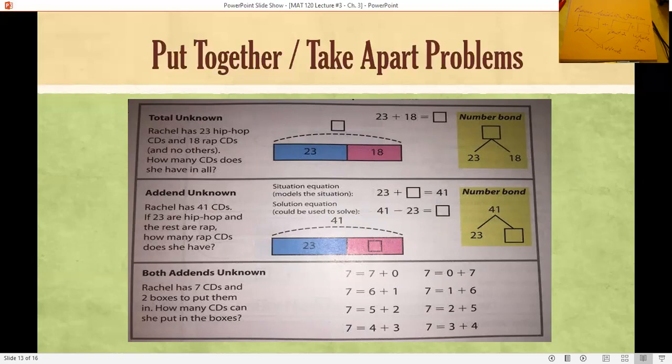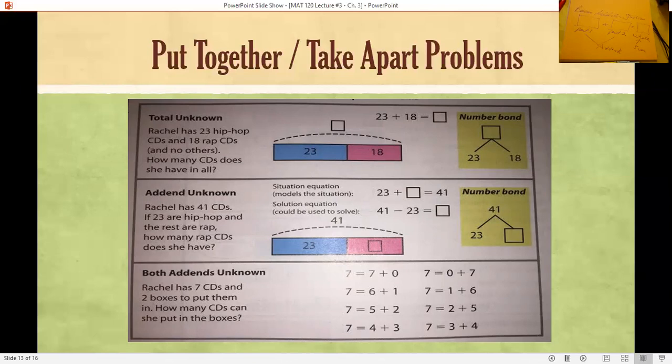You can either write out a structure that says 23 plus blank equals 41, or some students might be able to recognize that you can just subtract them to get it, and they'll write that as a structure, and that's acceptable as well. And then, of course, we have a number bond also to represent it. For the total unknown and the add unknown, it's pretty straightforward, and there's only one answer. Let me repeat that. For the total and add unknown, there's only one answer.